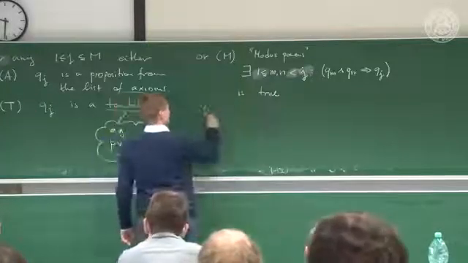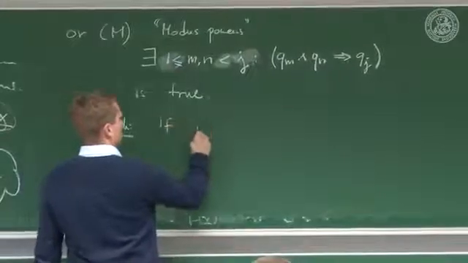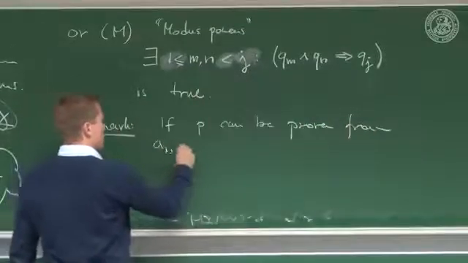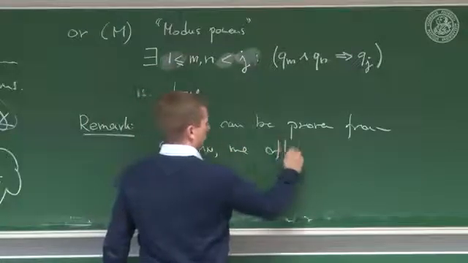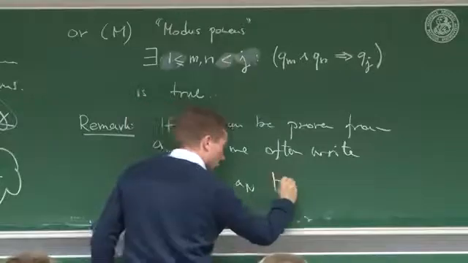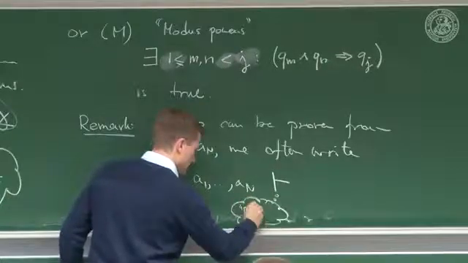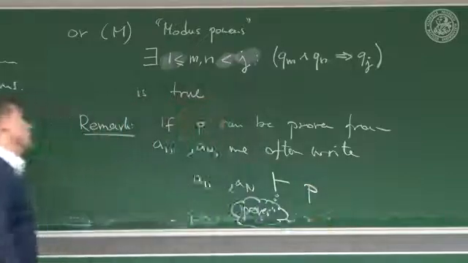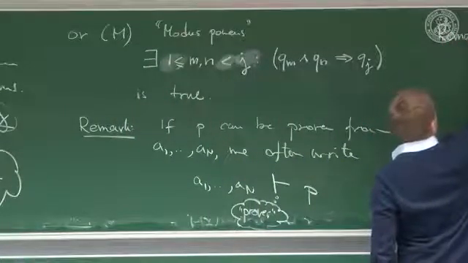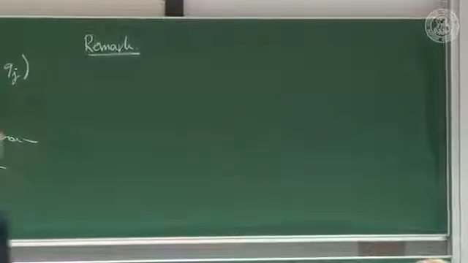Okay, so remark. If P can be proven from an axiomatic system A1 to AN, we often write A1 to AN, and then this symbol means proves P. It's our short form for this. And of course, an obvious remark is that this definition of proof allows you to recognize a proof.